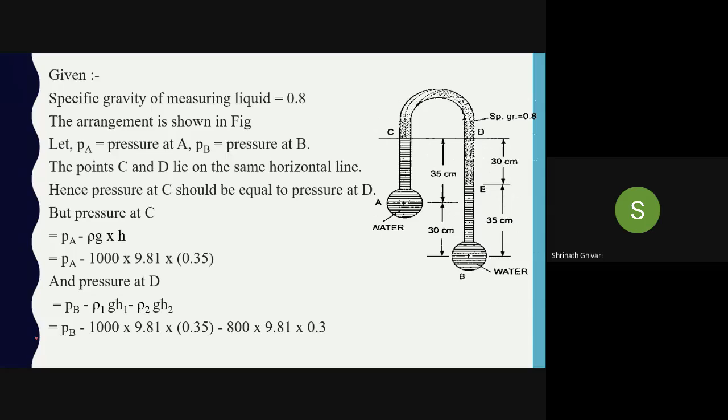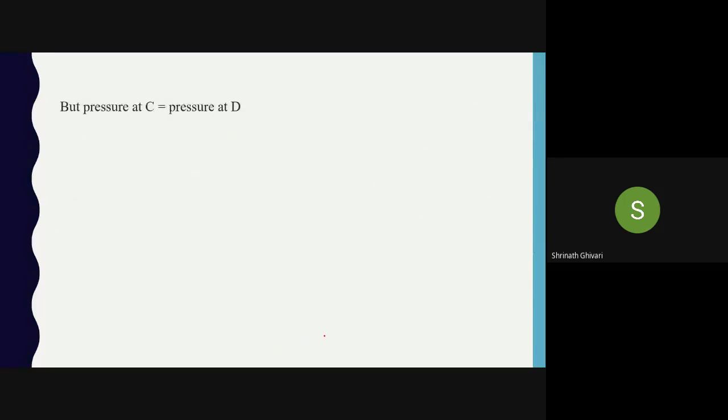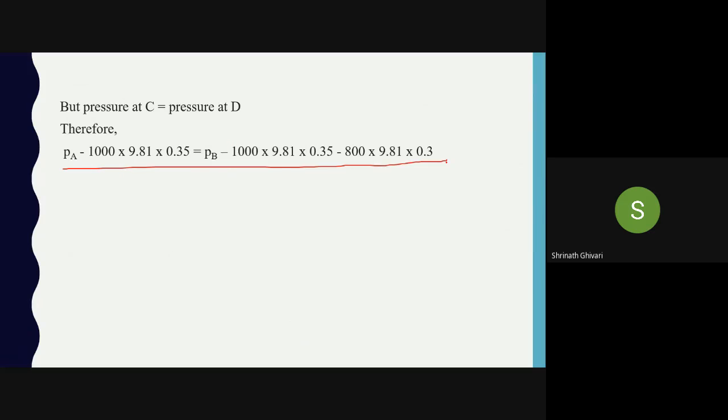So now pressure at C is equal to pressure at D. This is equal to this. If you want, you can write it down. PA minus 1000 into 9.81 into 0.35 equals PB minus 1000 into 9.81 into 0.35 minus 800 into 9.81 into 0.3. Therefore, when pressure at C equals pressure at D, we got this answer. Now it's your duty to find me the difference of pressure. Find it and let me know the answer.